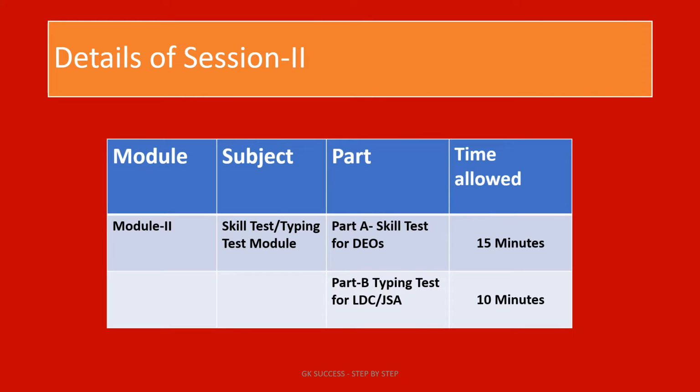Now let us see the details of session 2. It has only one module, module 2. The subject is the skill test or typing test module. It has 2 parts, part A and part B. The skill test for DEOs comes under part A. Time allowed is 15 minutes. The typing test for LDC and JSA relates to part B. Time allowed is 10 minutes.